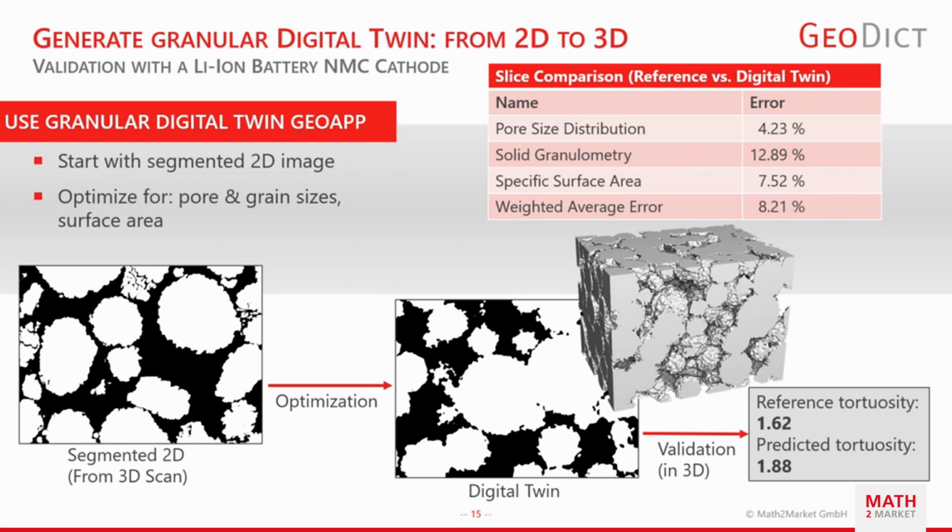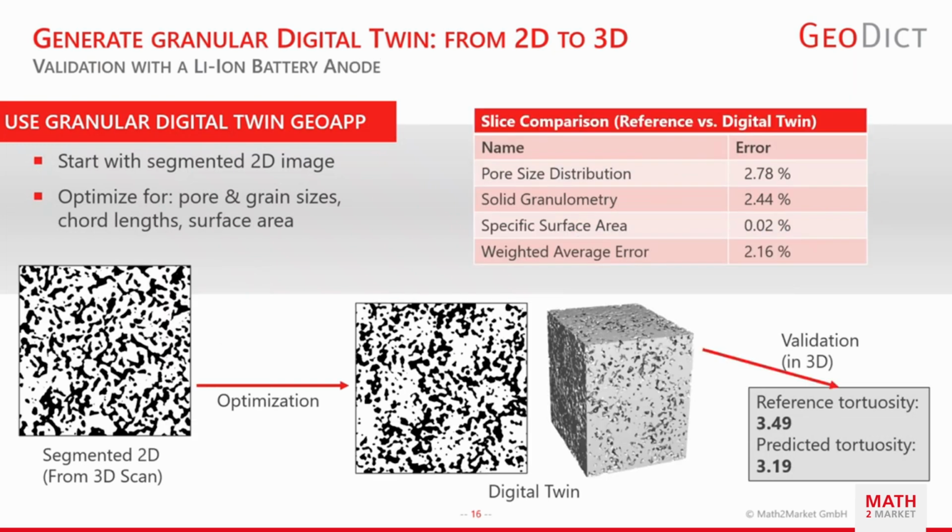That was an example of a cathode electrode with NMC particles, but we did the same also with a graphite anode. We have a single image from a graphite electrode, and the GeoApp creates from this single 2D image a digital twin in 3D using the statistics from the 2D image. And also here the tortuosity between the digital twin in 3D and the complete scan in 3D matched quite well. So you can try this out yourself now in the new GeoDict version.